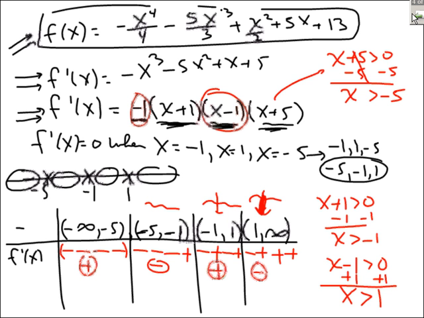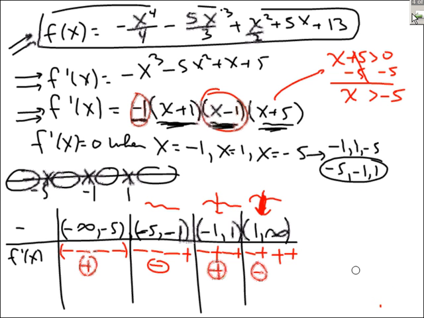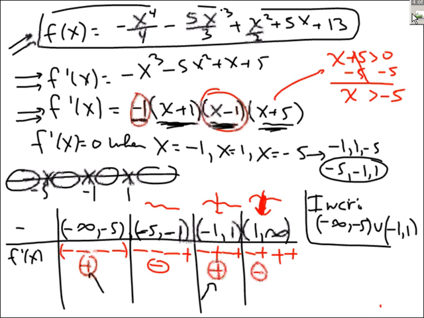Okay, so let me erase what I have right here, and then we can answer the question. Again, the question being, where is the function increasing? Where is it decreasing? Increasing, well, whatever is plus here and here. That is, between negative infinity and negative 5, or negative 1, 1. That's where it's increasing.